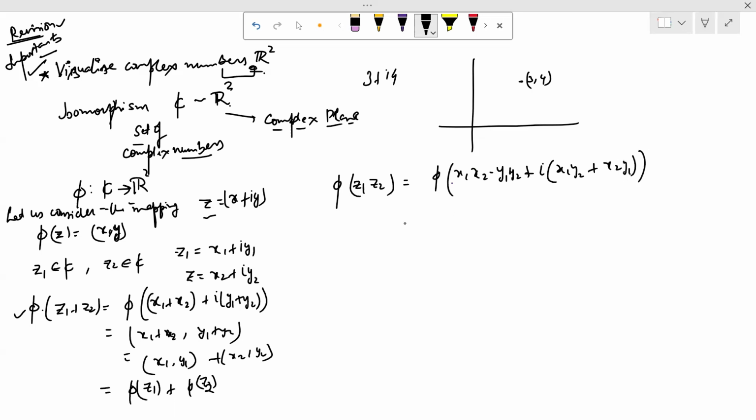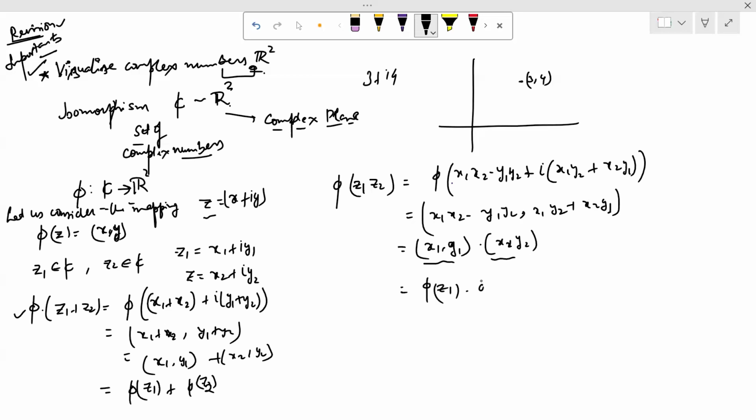You have to multiply the two complex numbers, and from here you get (x1 x2 minus y1 y2, x1 y2 plus x2 y1). Okay, so this is how you are going to get it, and this you can simply write as (x1, y1) into (x2, y2). I think you can do this, because you know that x1 plus iota y1 into x2 plus iota y2 is this, and clearly this is equal to phi(z1) into phi(z2).